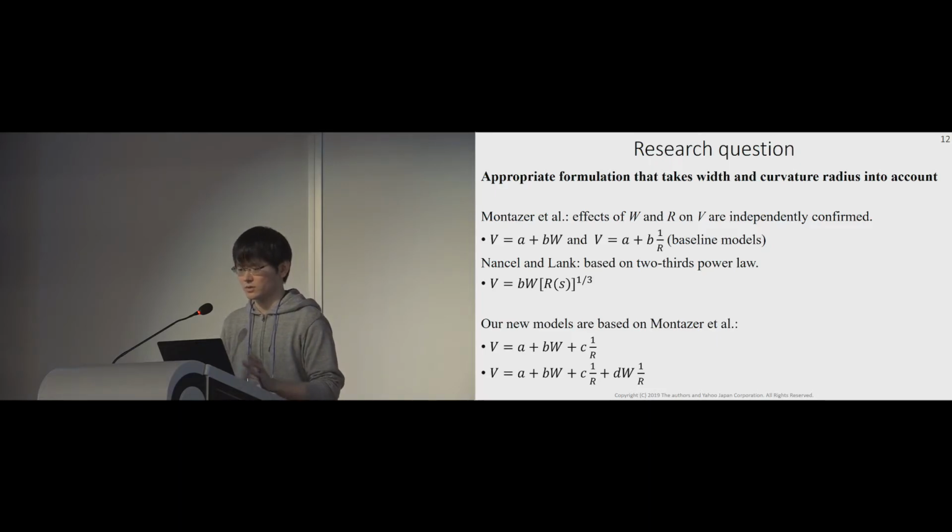So our research question is the appropriate formulation of the steering law that takes both path width and curvature radius into account. Currently, there are two possible formulations proposed by Monteza and colleagues and Nansel and Rank. Also, based on the study by Monteza and colleagues, we propose two new models that include the path width and curvature factors and their interaction factors. So we empirically compare the prediction accuracies of these models.